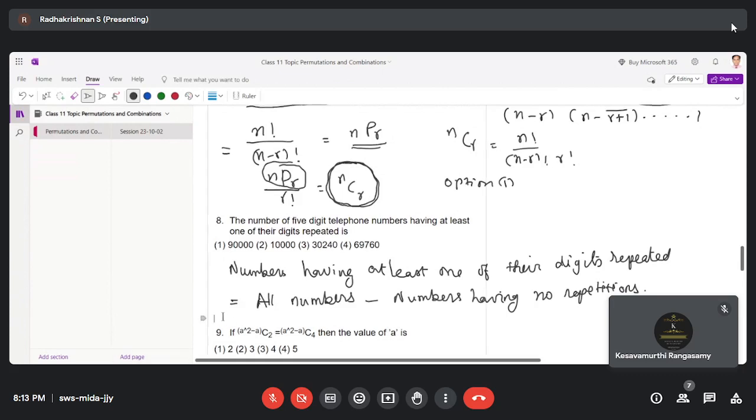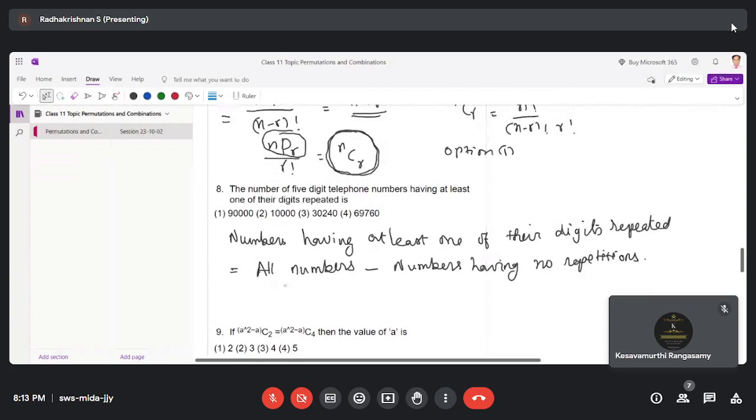Now use this. So how many total numbers are there in 5 digits? 5 positions are there. Each position can be filled with 0 to 9, so the 10 digits, right? So it will be 10 to the power of 5. Total numbers will be 10 to the power of 5. So number having no repetitions, how many will be there? 10P5. So calculate the 10P5. What will you get?